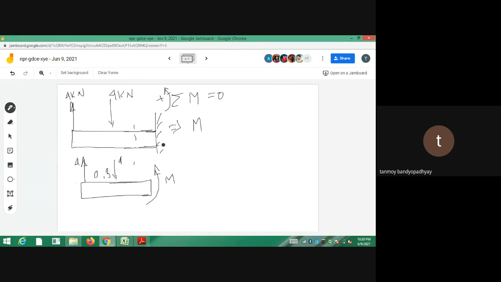So M will be equal to M, so this moment will be a clockwise moment, so -4 into 0.6, and this 4 will have an anti-clockwise moment, so +4 into 0.3, that is equal to 0. So what is the moment acting on the portion BC? The moment acting on the portion BC will be, if you calculate this, 4 into 0.6 minus 0.3. It was 4 kilonewton, I hope. So that is why it came to be 1200 Newton meter. So now you have got the value of the moment.